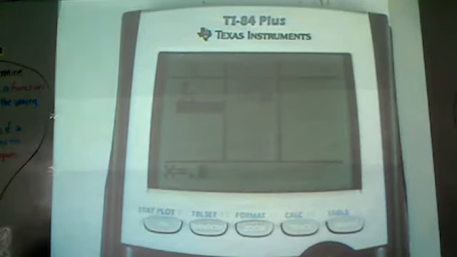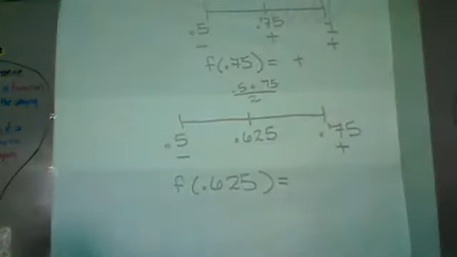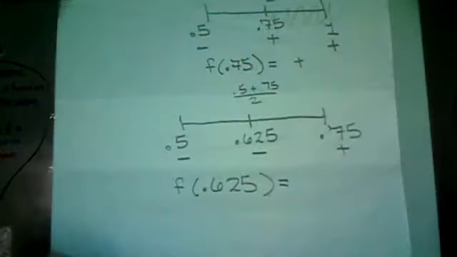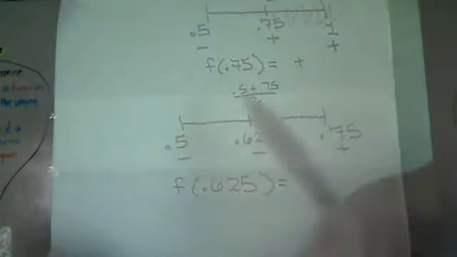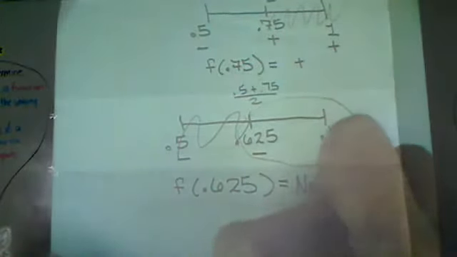Again, go back to the calculator. Put 0.625 in your calculator and notice you get a negative y value. So it is negative here. Again, it gets very repetitive. That means that the 0 cannot be over here. It's somewhere over here because we got a negative number.